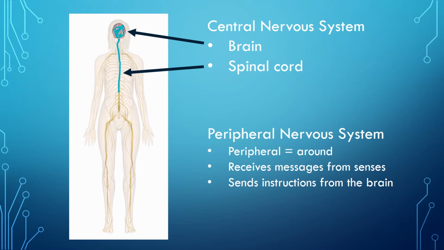We've then got the peripheral nervous system, peripheral meaning around. So around the edges of the central nervous system, around your body. This is the part of the nervous system that receives messages from your senses and sends instructions from the brain. Central, the middle bit, peripheral, all the rest.